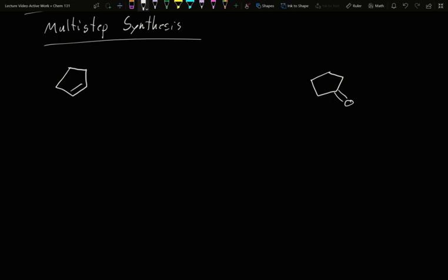Now, if you have a single step that can go between these, excellent. But we don't know any tools that can go from a double bond to a ketone. So none of our reactions will do this for us. But there's no reason I can't chain two reactions together.